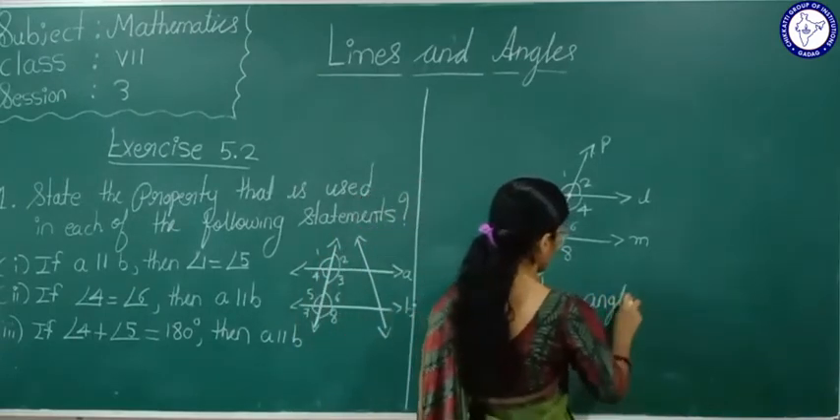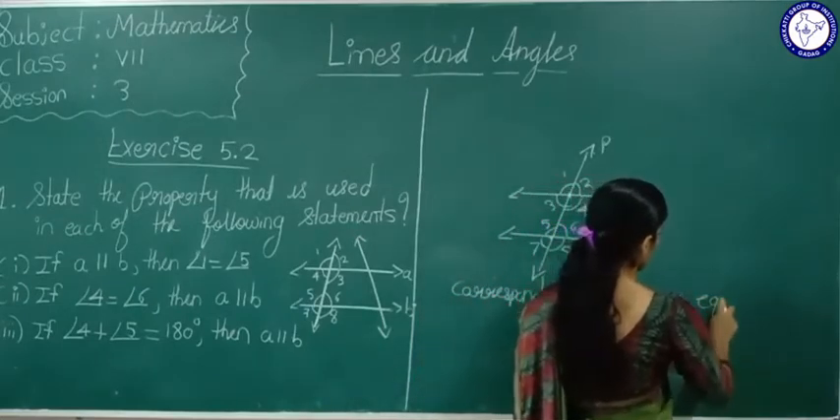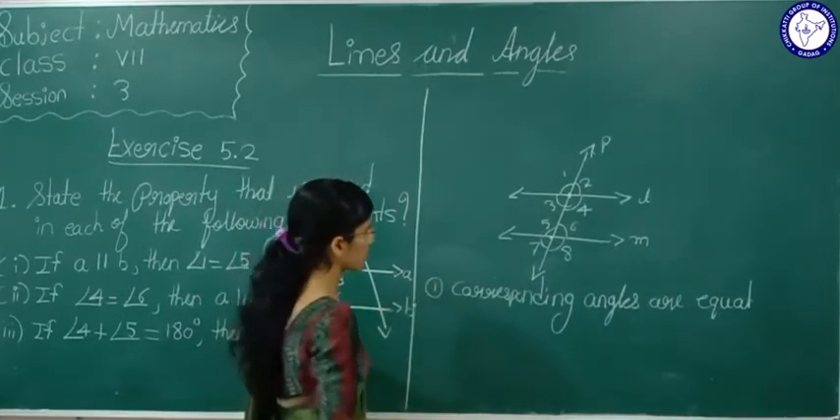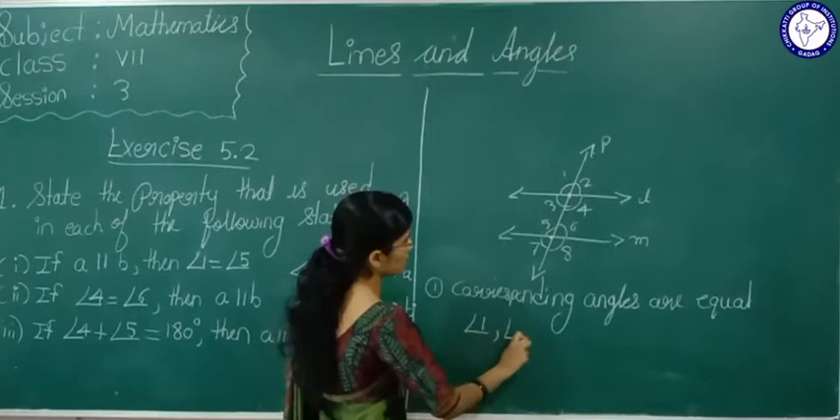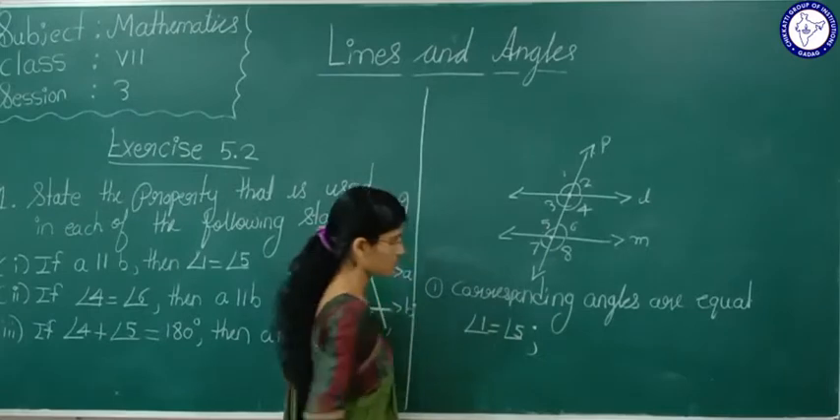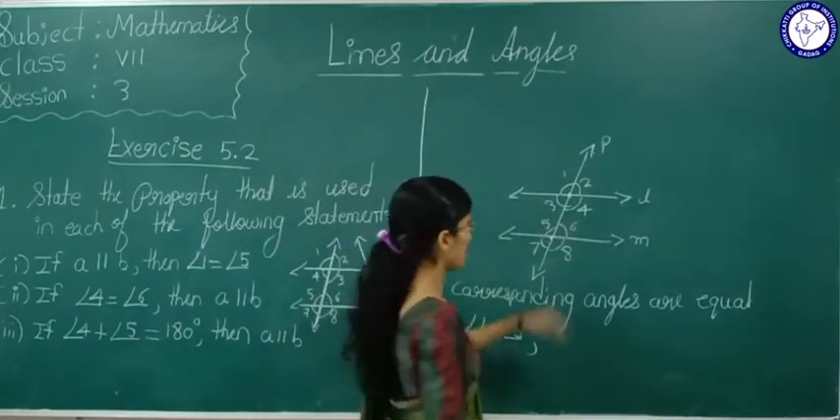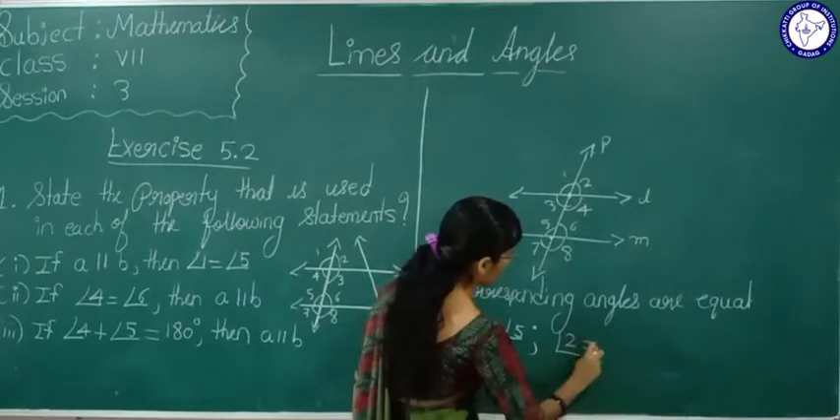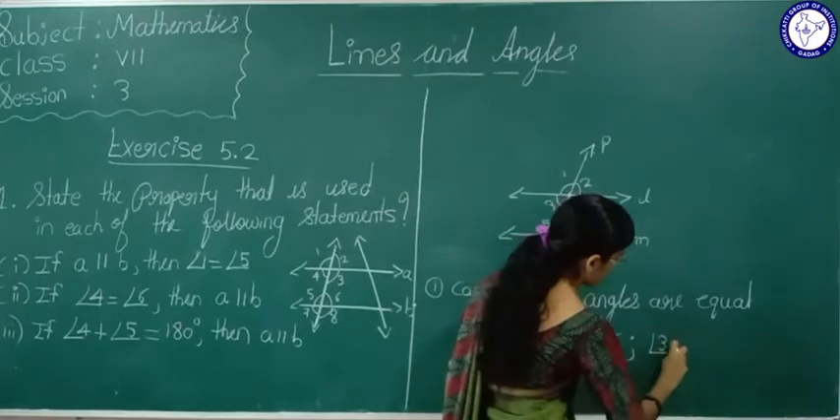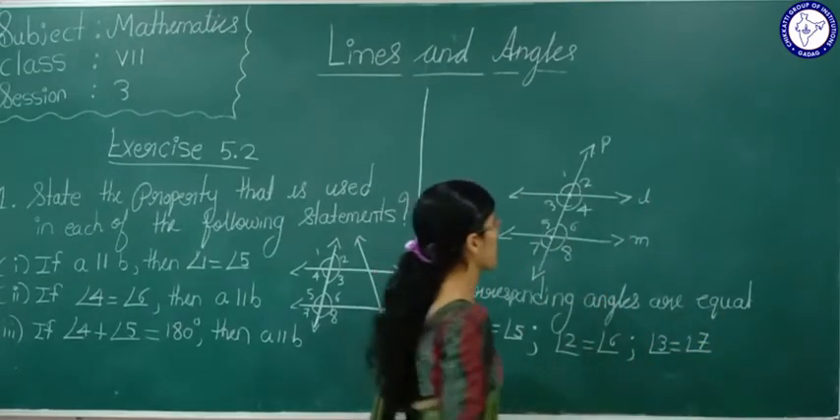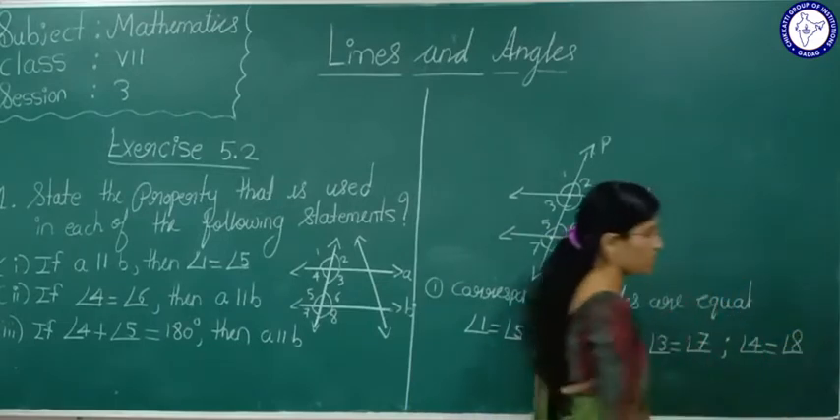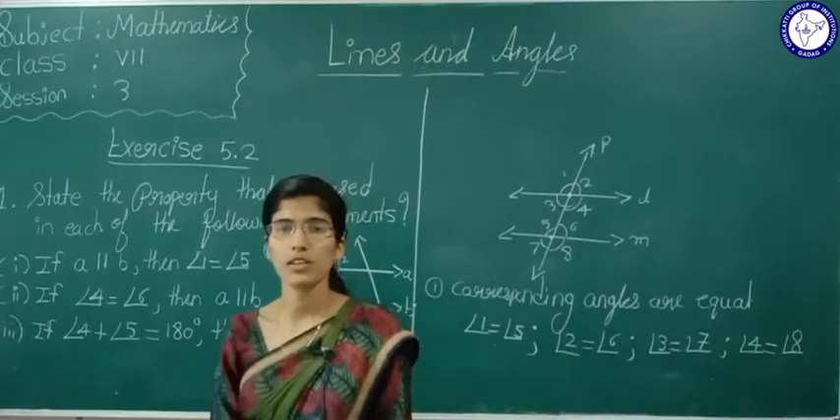Corresponding angles are equal. We have studied this. So which are the pairs of corresponding angles? Angle 1, angle 5, these are equal. Angle 1 is equal to angle 5. Angle 2 is equal to angle 6. Angle 3 is equal to angle 7. Angle 4 is equal to angle 8. Corresponding angles are equal.